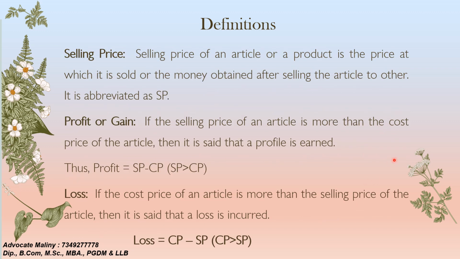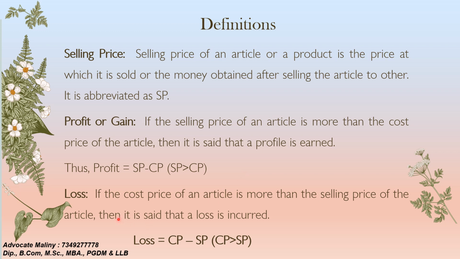Selling price. Selling price obviously is the MRP, that is the market retail price, the price at which the product is sold. That's called the selling price. Profit or gain. If the cost price is 10 rupees and you sell it at 20 rupees, so 20 minus 10, 10 is profit. So profit is only when cost price is lesser than the selling price.